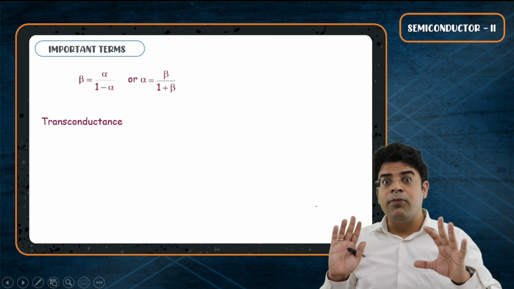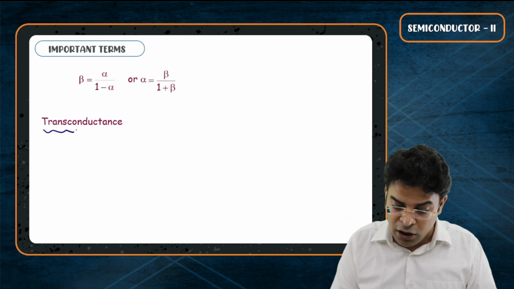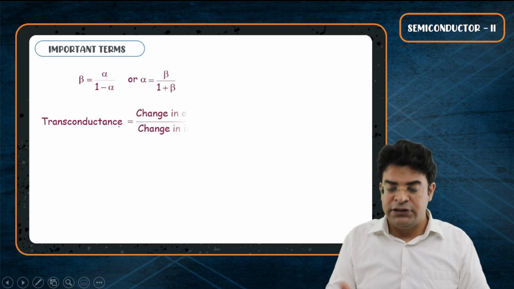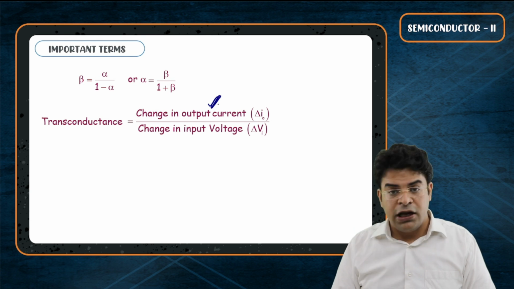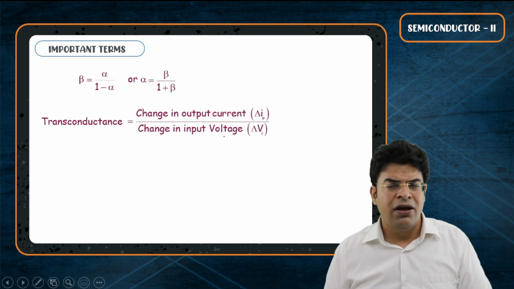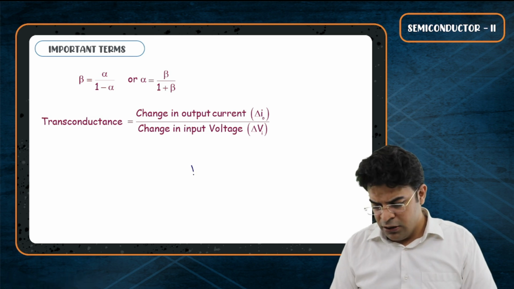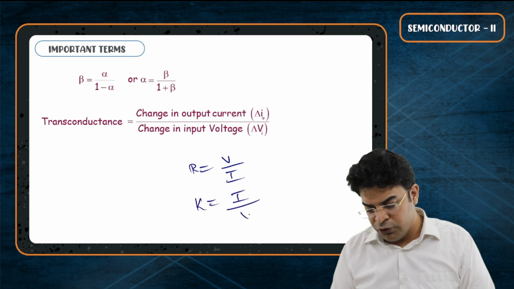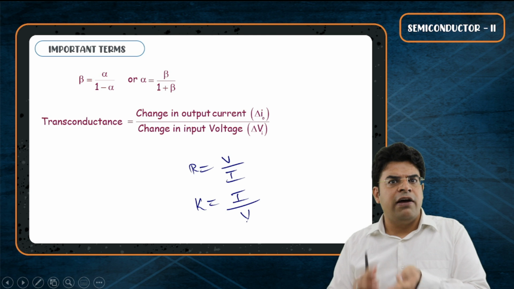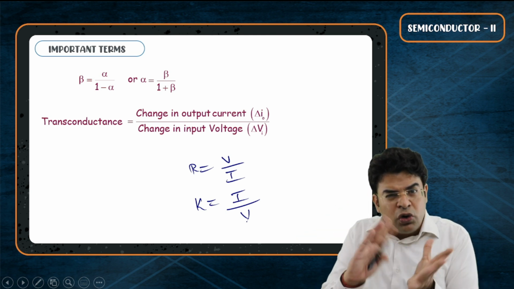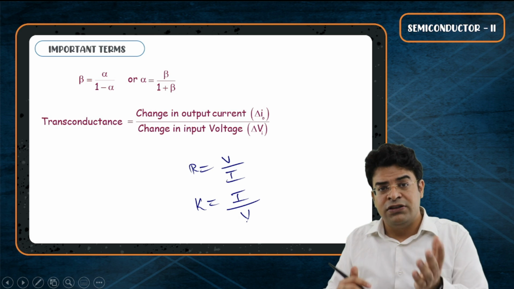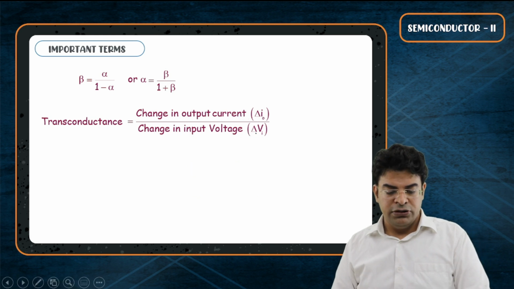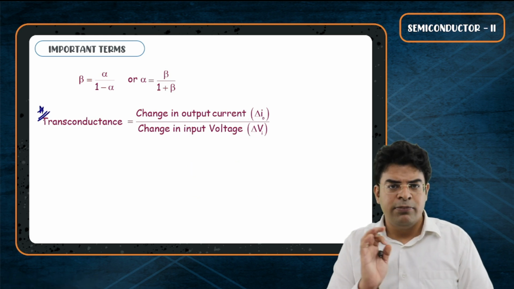Here we are not talking about any ordinary conductance. We are talking about transconductance. Transconductance is defined as the change in output current upon the change in input voltage. And it's easy to remember. Resistance, potential upon current. Conductance, current upon potential. In whatever we have learned till now, we have always taken output upon input. So transconductance, a different type of conductance. Transconductance is change in output current upon change in input voltage. Keep this thing in mind. This is a simple thing.